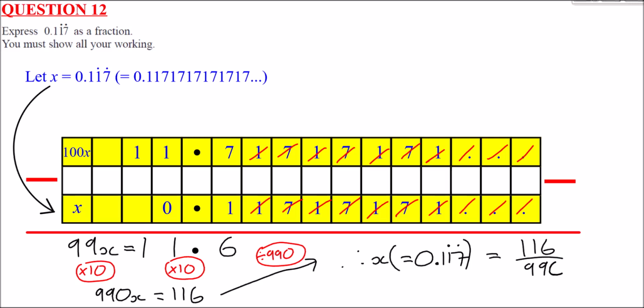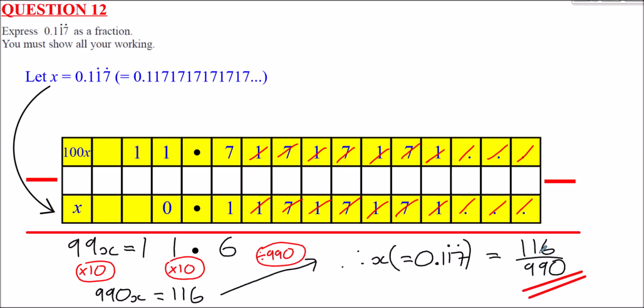Now you might be thinking, do I need to simplify this fraction? Have a check of the mark scheme. Interestingly, you don't have to. Normally I would say if you can simplify a fraction, do simplify it unless it's probability. But here actually you can get away with leaving it as 116 over 990.